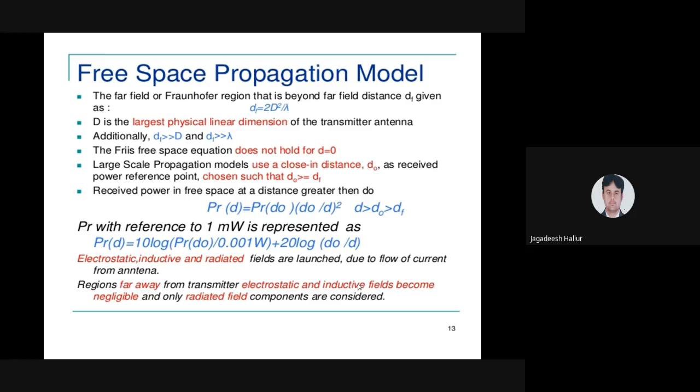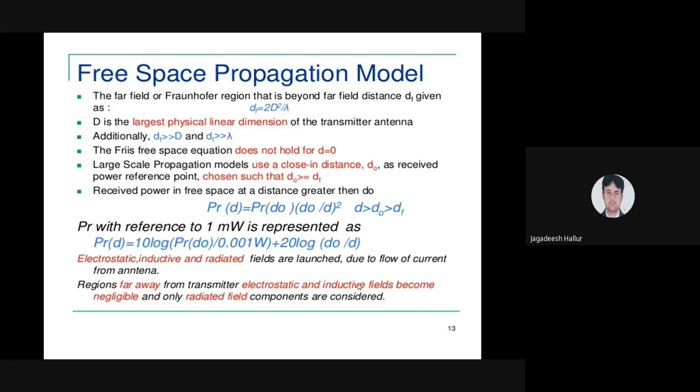If you want to write it in milliwatt, the formula is PR of d equal to 10 log of PR of d naught divided by 1 milliwatt. Milli is nothing but 10 raised to minus 3, that becomes 0.001 watt. You have to modify the above equation into decibel value. The square will become 10 into 2, that becomes 20. So 10 into 2 becomes 20 log of d naught divided by d. The equation will become like this.